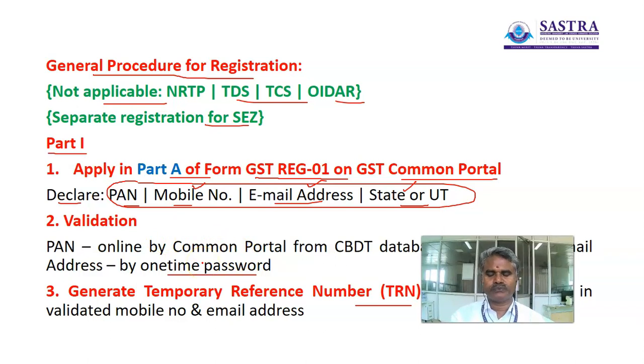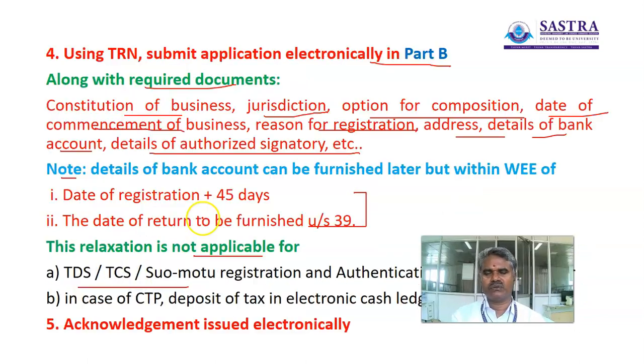You have to type the OTP which you received in your mail or on your mobile phone. Then once they are satisfied, they give one temporary registration number. After that, you have to submit the following documents. Okay, this is the process.